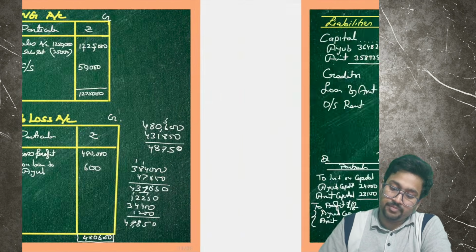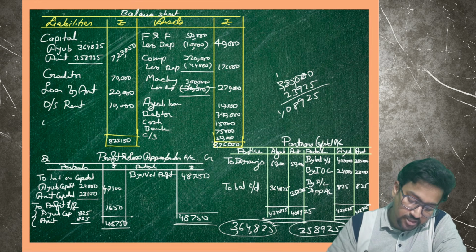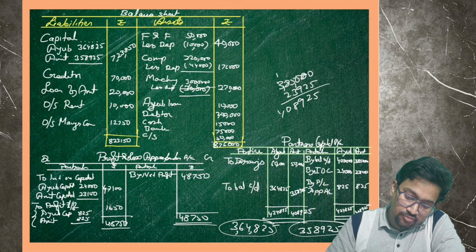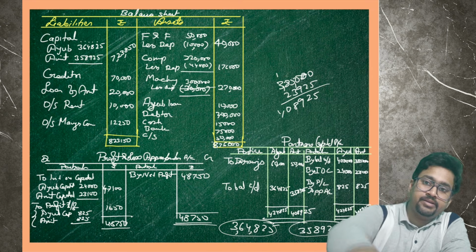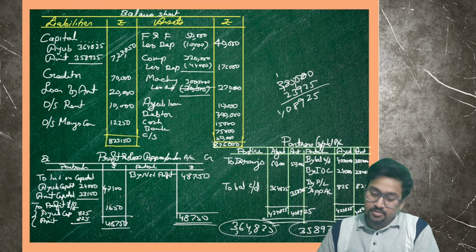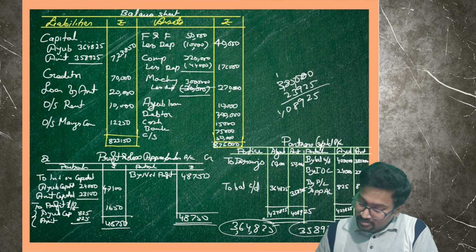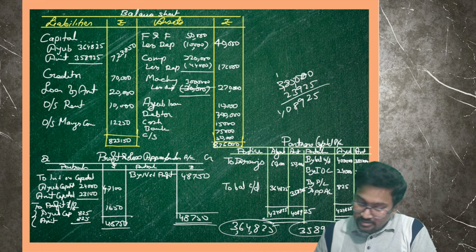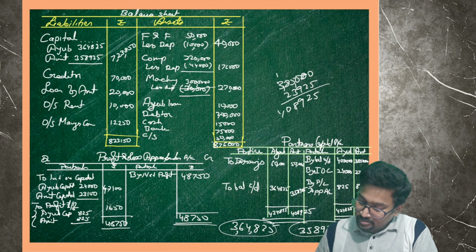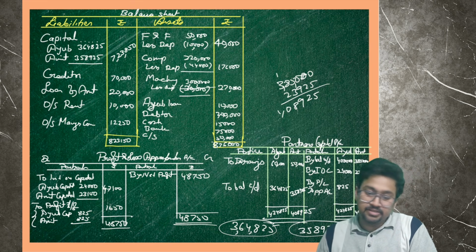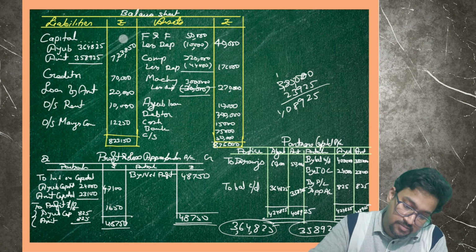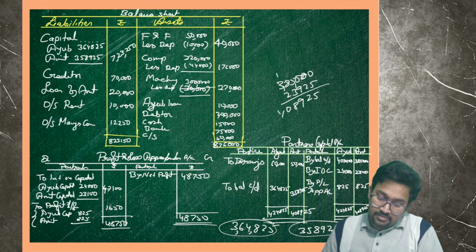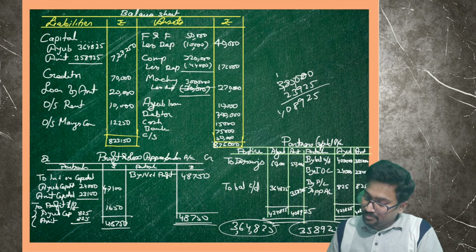It's 12,250. The manager commission was payable, it's not yet paid. So outstanding manager commission will be 12,250. And again, let me take help of calculator. So Ayush's capital is 3,64,825 plus 3,58,925. So this is 723,750. Sorry, here also there's a mistake, this will be 750. In this we'll add 1 lakh and 1,12,250.